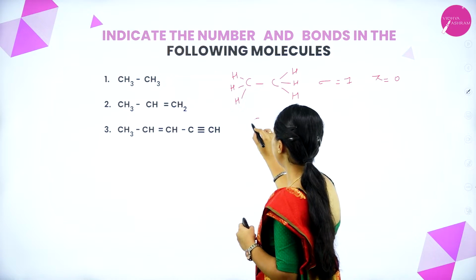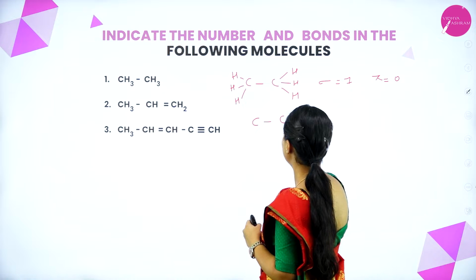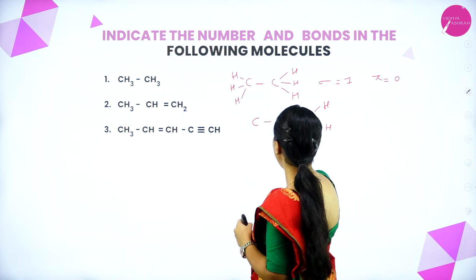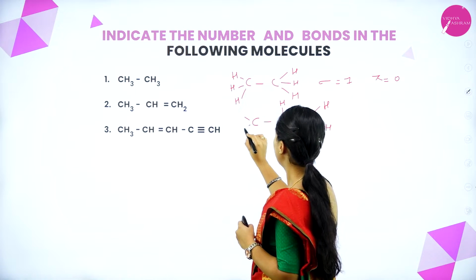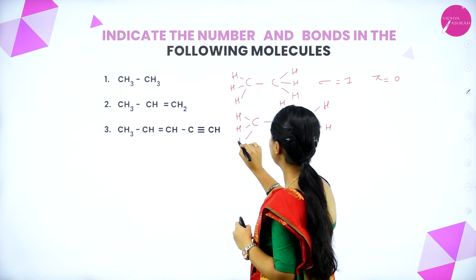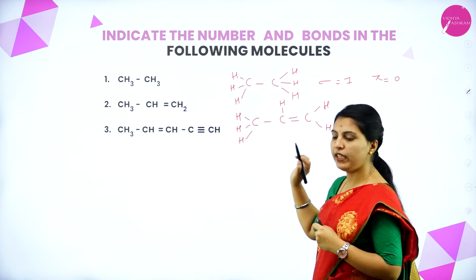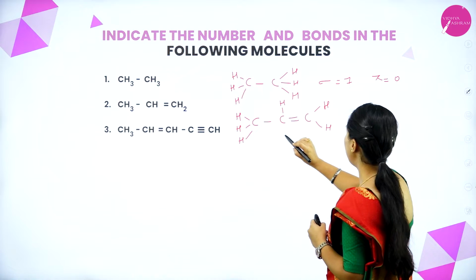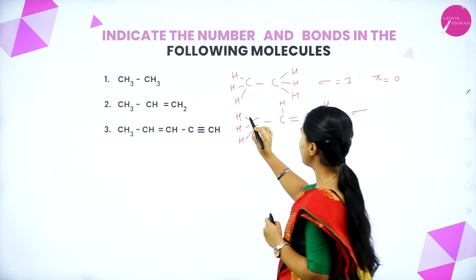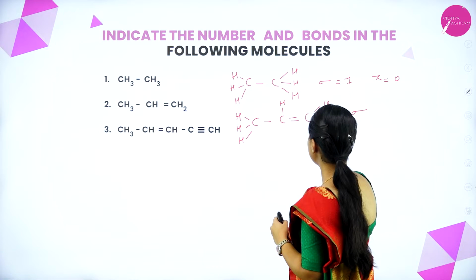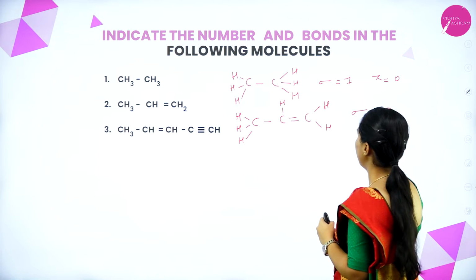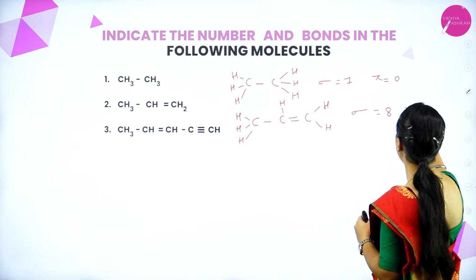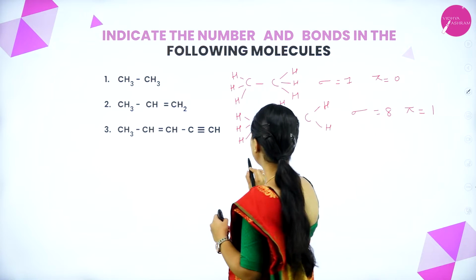And the second example. Here also you have to expand the structure. See here, if you have a double bond, in that double bond one bond will be pi and the other bond will be sigma. That's why the number of sigma bonds is 1, 2, 3, 4, 5, 6, 7, 8, and pi bond is 1.